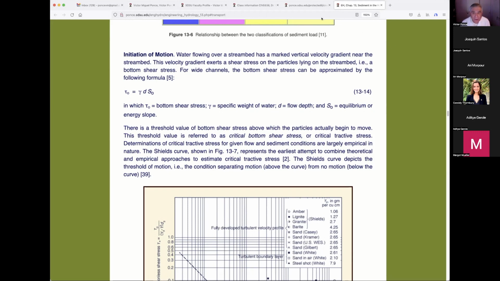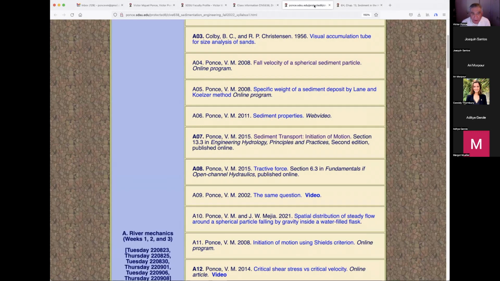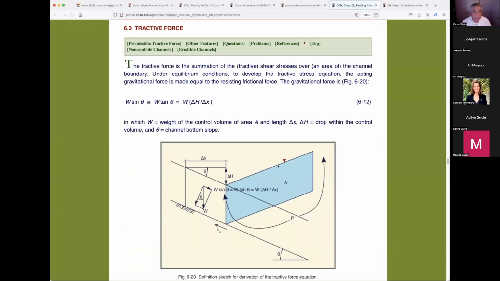So what I am going to do in here is lead you to the place where this stuff is being discussed in some of the material that I've already put in there. So what I did this morning, right after here, I have an item that says tractive force, section 6.3 in Fundamentals of Open Channel Hydraulics, tractive force, right there. So in this section, I derive that formula that I already showed you.